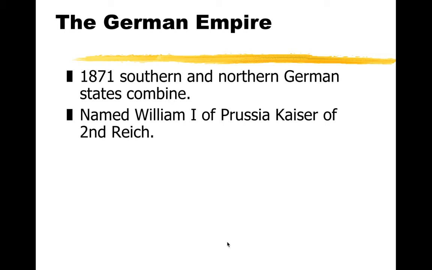Why are they calling themselves the Second Reich? Because in their minds, they're basically continuing the Roman Republic or the Roman Empire. They are like the second Roman Empire. That's what the Second Reich means here.